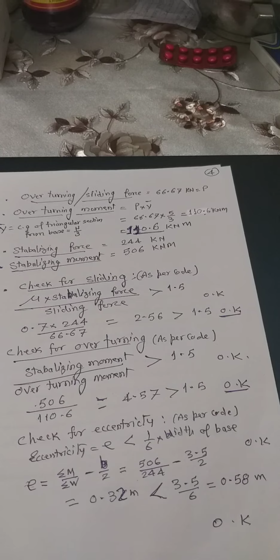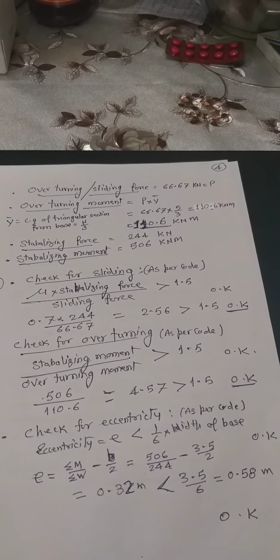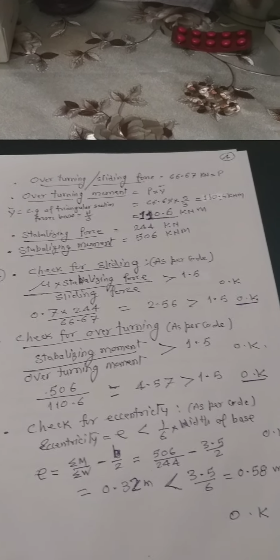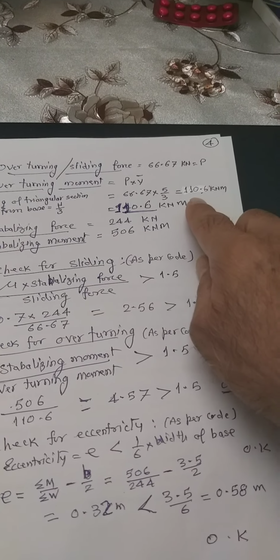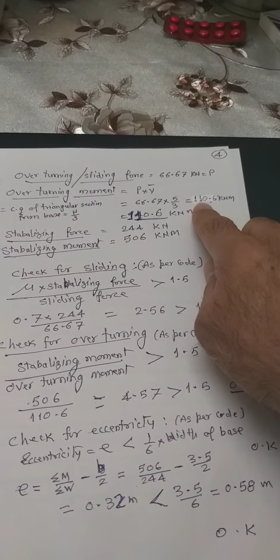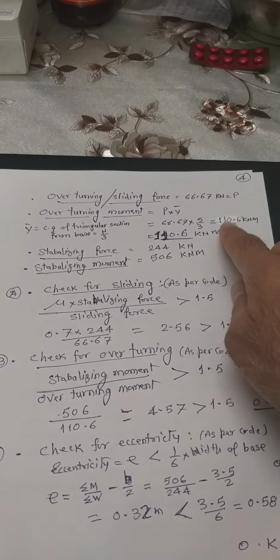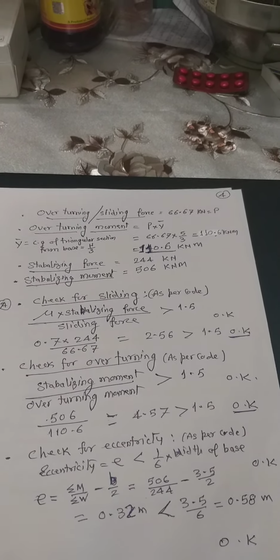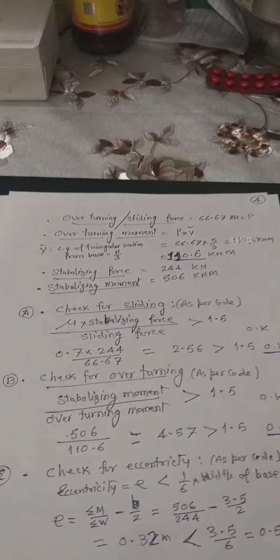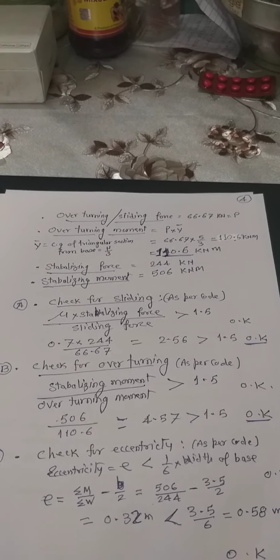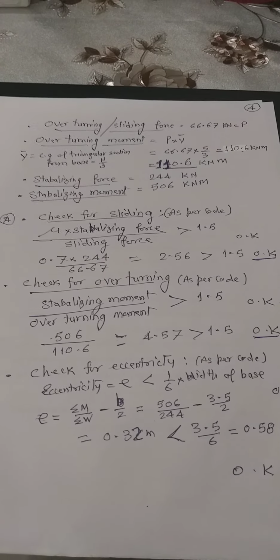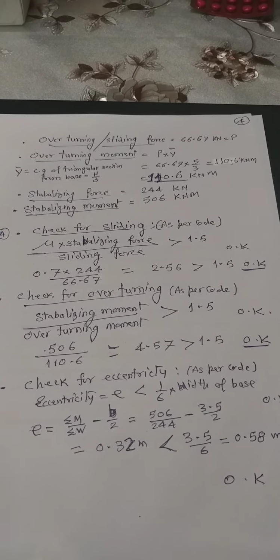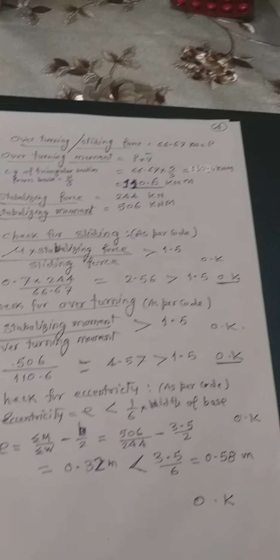Now we know that the stabilizing moment is 506 kilonewton meter and the overturning moment, as we have already seen over here, comes to 110 kilonewton meter. The ratio of the two comes out to 4.57, which is greater than 1.5. So we can say it won't overturn. So our design analysis for the second check, overturning, is safe.